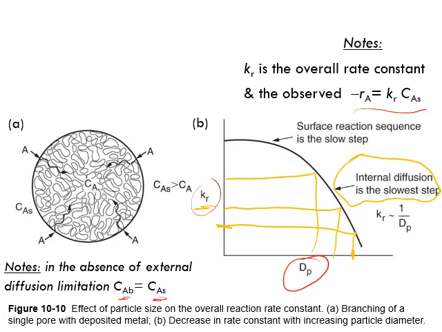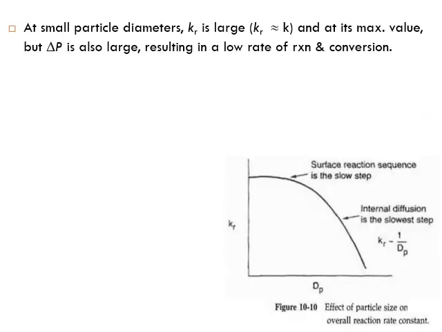However, if I decrease the particle size to a very small size, now if I cut it into half, take this d_p and cut it into half, does the k_r change? No, it does not, because the k_r has reached its maximum value. So at small particle diameters, k_r is large, right? It's large. And you can see, even if I double the particle size, so imagine this is my particle size, I double it, k_r remains the same, right? The overall rate constant remains the same. And that was the assumption we explained.